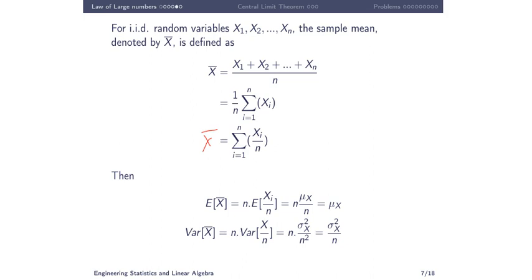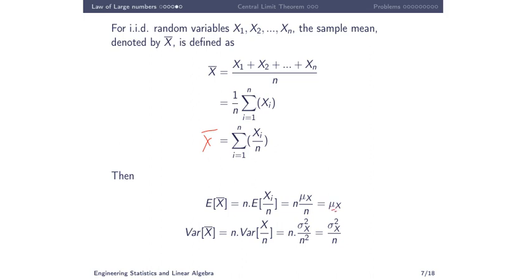Now assume that this is some new letter, for example y. What is the expectation of x bar? That will be the mean of x bar, right? In the last class we saw that it will be n times the mean of y. So n times the mean of xi by n. The expectation operator is a linear operator, so I can take 1 by n outside, and that will be 1 by n times the expectation of x, which is mu x by n. So n cancels, and what you get is mu x.